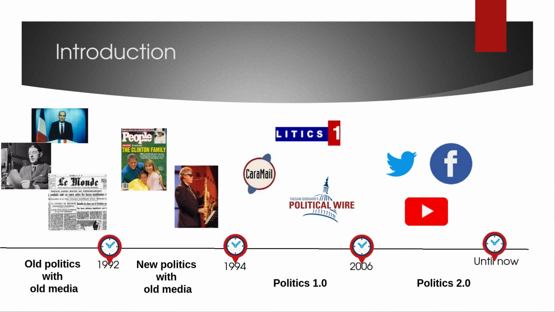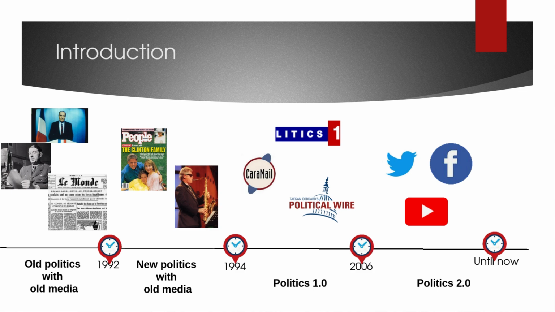Before 1992, candidates and parties relied on traditional media such as radio, TV, and newspaper to communicate with the public, a period often referred to as old politics with old media. Between 1992 and 1994, this evolved into new politics with old media as candidates began to showcase their private lives in magazines and participate more casually in talk shows.